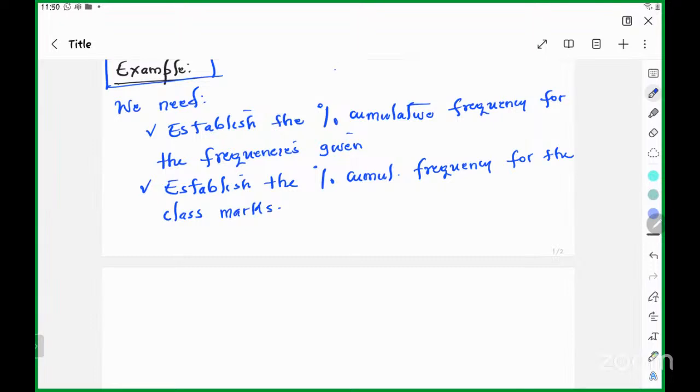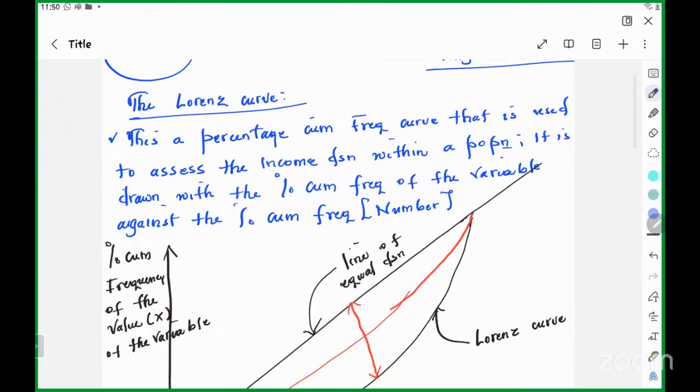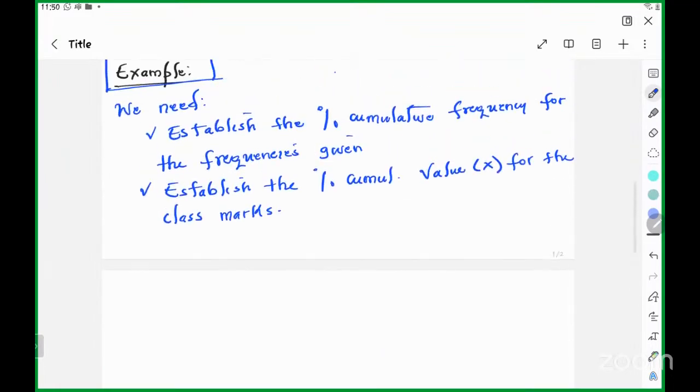You will need to determine the class mark. Then from the class mark, determine the cumulative... Why did I say cumulative frequency? Percentage cumulative value, I'm sorry. Plot X against the percentage cumulative value. I'm sorry, guys. Percentage cumulative value of the variable. Okay.